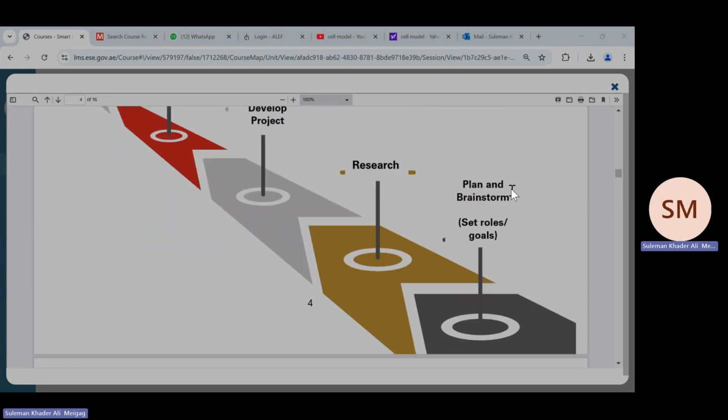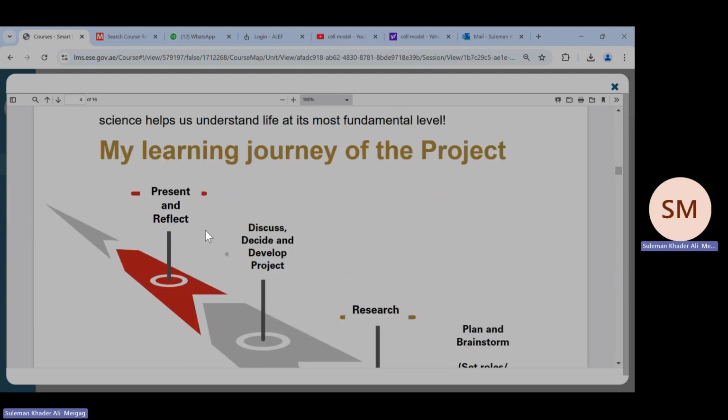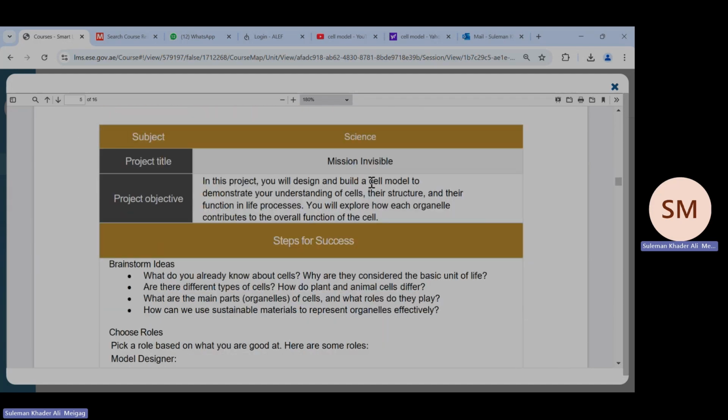So as you saw, that was a quick guide, and in this project you will have several stages. If you can see at the beginning, you will have your groups. They will set the roles of who does what and the goals. You will plan and brainstorm. You will do your research and then discuss, decide, and develop the project, then make the project, and then finally present and reflect. So this is your journey of the project. Okay, what is the project about? This is the mission of the project.